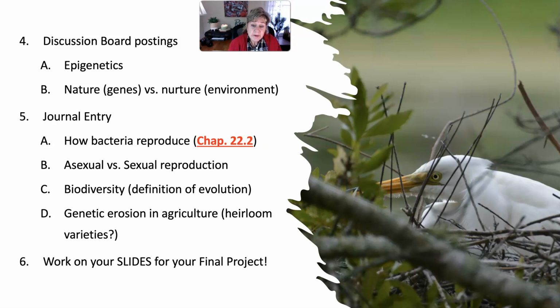So how do bacteria reproduce? And because of this, because they asexually reproduce, then you would think, okay, then a whole population of bacteria, all the members are exactly the same. No, they're not. And they have to have ways of getting new traits. And there are several ways. All right. You see what I've got in red here? Chapter 22, Section 2. Please go to this section of this chapter, and you will be able to answer the questions in this section of your journal entry, okay?